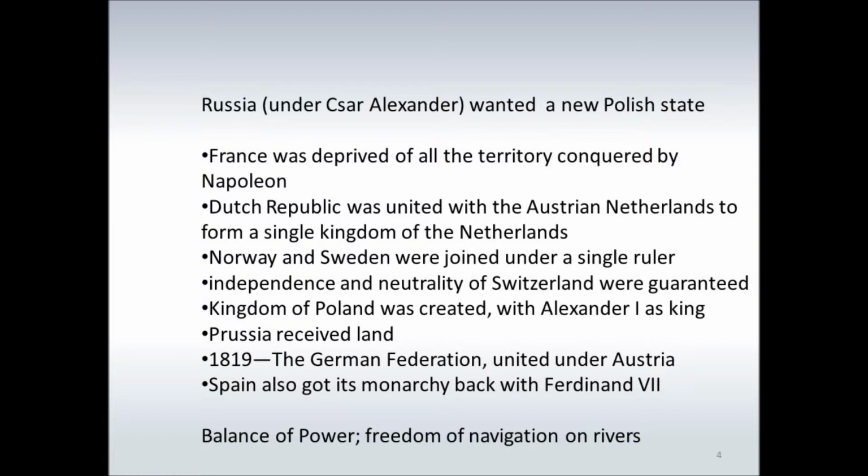So Tsar Alexander gets his way and Poland is created. Now, as you can see from this slide, he becomes the King of Poland. And just remember, he wants the state of Poland recreated to form a buffer state. Prussians get some land out of this. And you also get the German Federation being created in 1819.